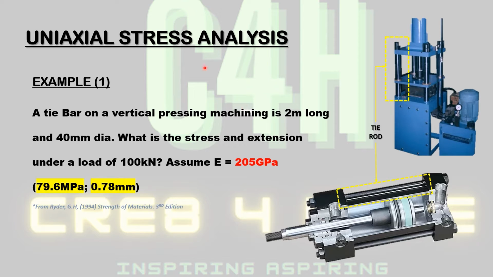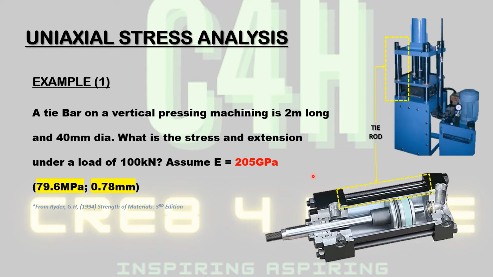So this is a very simple stress analysis problem, which I took out from Rider's Strength of Materials, the 3rd edition. So the question reads, a tie bar on a vertical pressing machine. So this is the pressing machine and this is the tie bar. We're told that it's 2 meters long and has a diameter of 40 millimeters. So we're being tasked to calculate the stress and the extension.